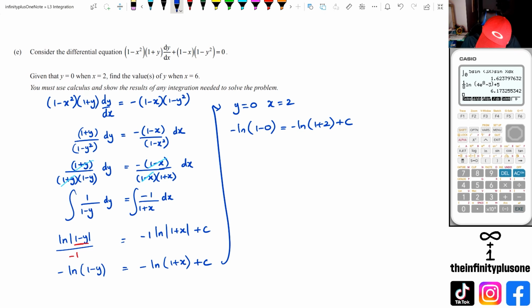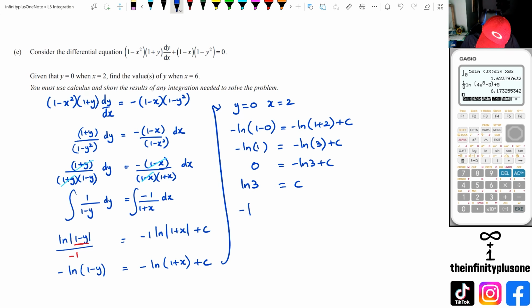And so we've got negative ln of 0 minus negative ln of 3 plus c. Sorry, that's not ln of 0, it's ln of 1. Now this is equal to 0. This is negative ln of 3 plus c. So c is equal to ln of 3. That's not too bad so far. And then we just have to find the value of y when x equals 6.